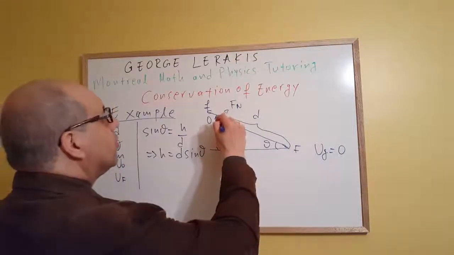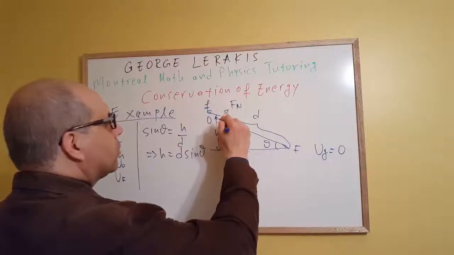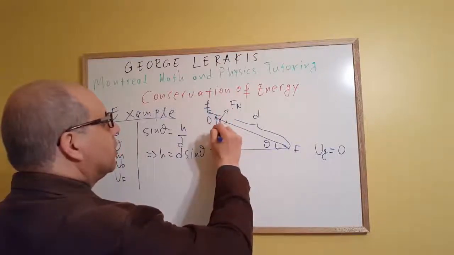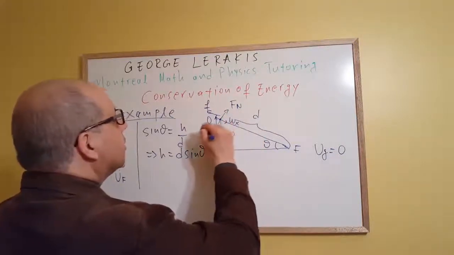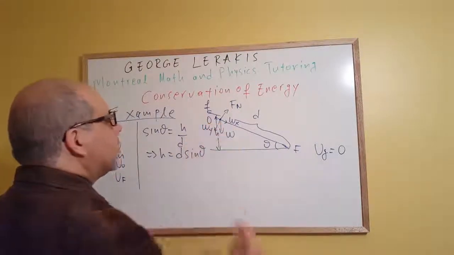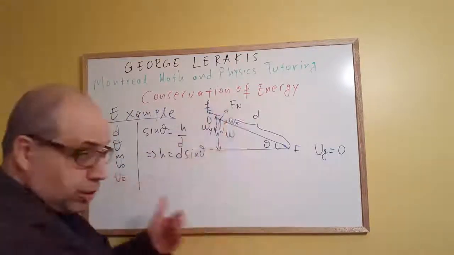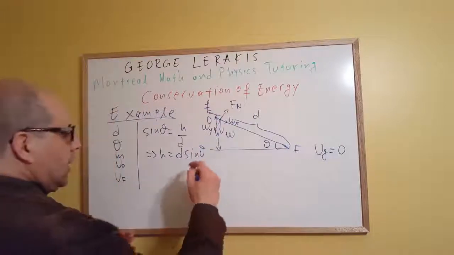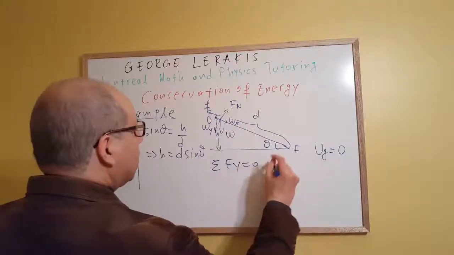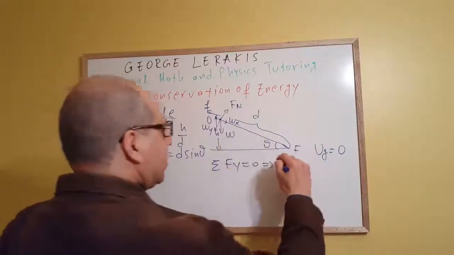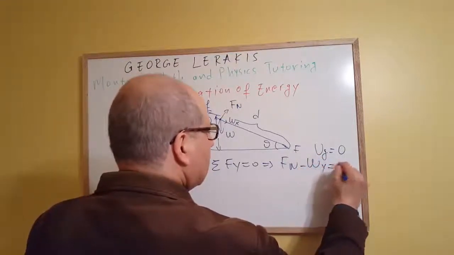If you analyze the weight into two component forces, one will be this and the other will be this, so that will be the Wx, and this here will be the Wy. And since the object is not accelerating in the y direction, from Newton's laws the sum of forces in y has to be equal to 0. So what are the forces in the y? It's the normal force and the Wy, so this has to be equal to 0.